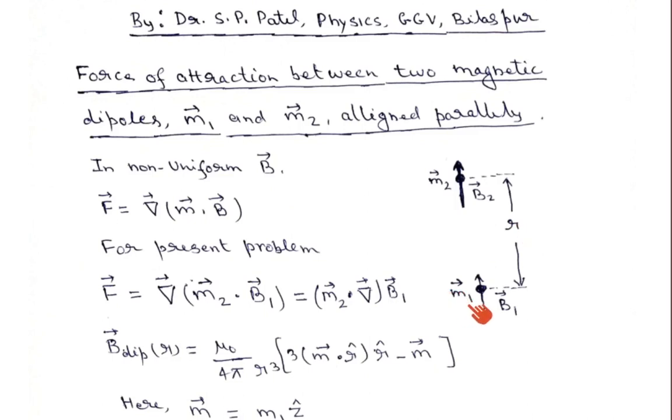So we know that magnetic field due to this dipole will be B1, and magnetic field due to this dipole is B2, and magnetic moment of this dipole is M1, and magnetic moment of this dipole is M2. Obviously, if you see the direction, M1 will be equal to M1 z and M2 is equal to M2 z.